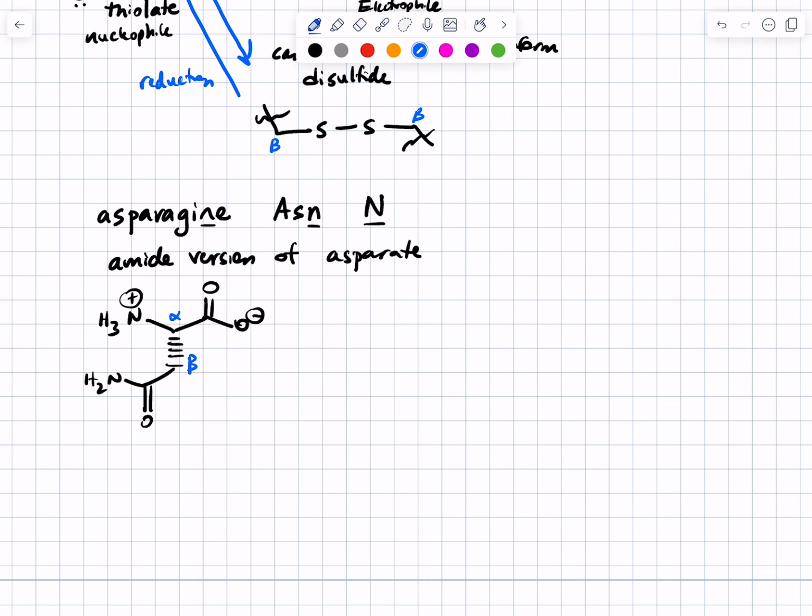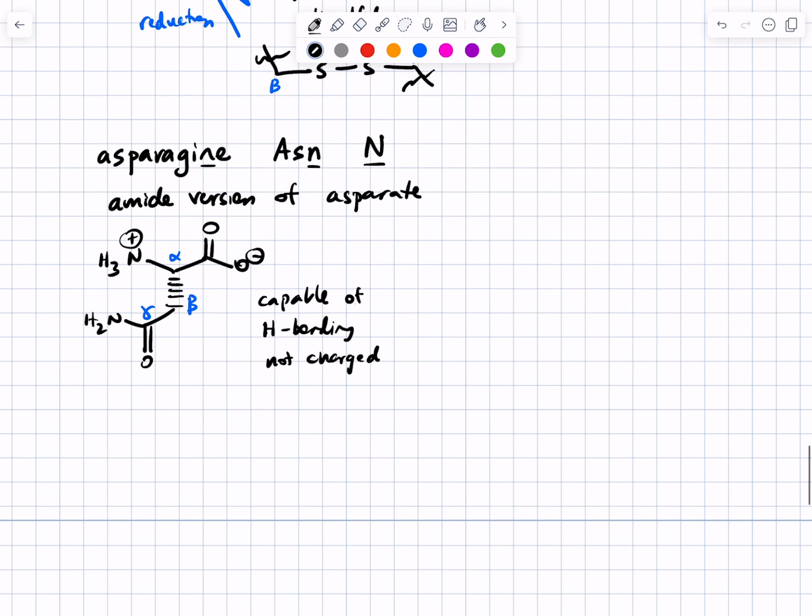So alpha carbon, beta carbon, gamma carbon. In aspartate, it was a negatively charged carboxylate. Here, the negatively charged oxygen has been replaced by the NH2. Okay, and this is again polar but neutral. It's capable of hydrogen bonding, but it's not charged. And the pKa for the side chain is high enough that we don't worry about it losing a proton and becoming negatively charged.